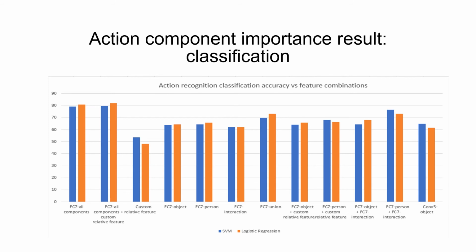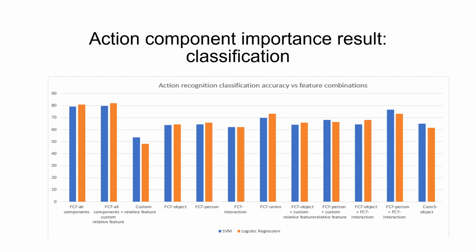Here are the results from our experiment. It can be seen from these results that the combination of FC7 all components and custom relative feature with logistic regression gives the best classification accuracy of 81.97%. This result shows that the approach of breaking action into components gives a better and more complete representation than looking at the action as a whole.